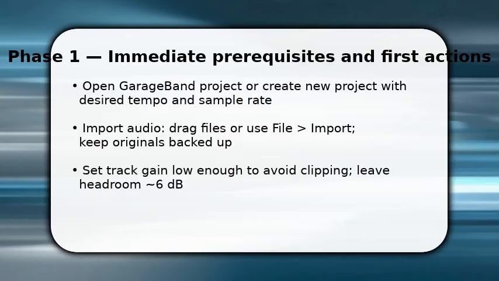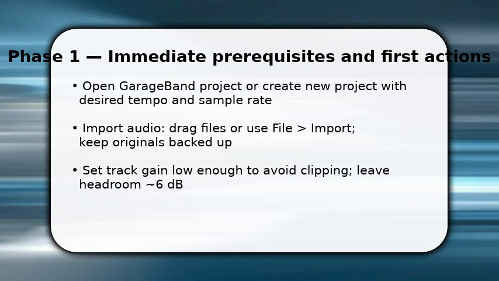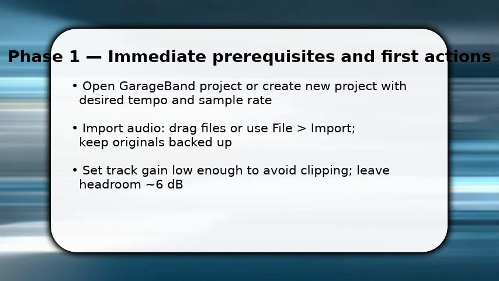You start by bringing audio into Garageband and setting headroom so normalization has room to work. First, import your file or session. Keep an original copy safe. Then lower each track fader so peaks sit about 6 dB below 0 dB to prevent clipping after gain adjustments.